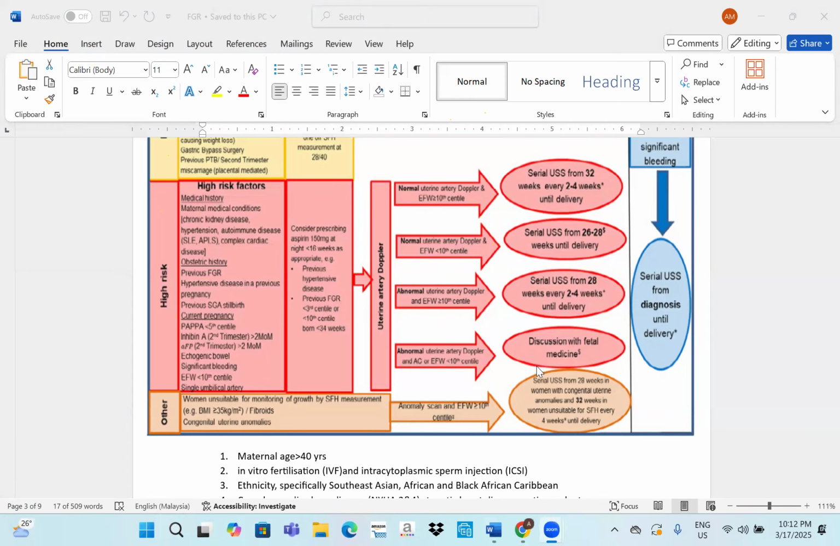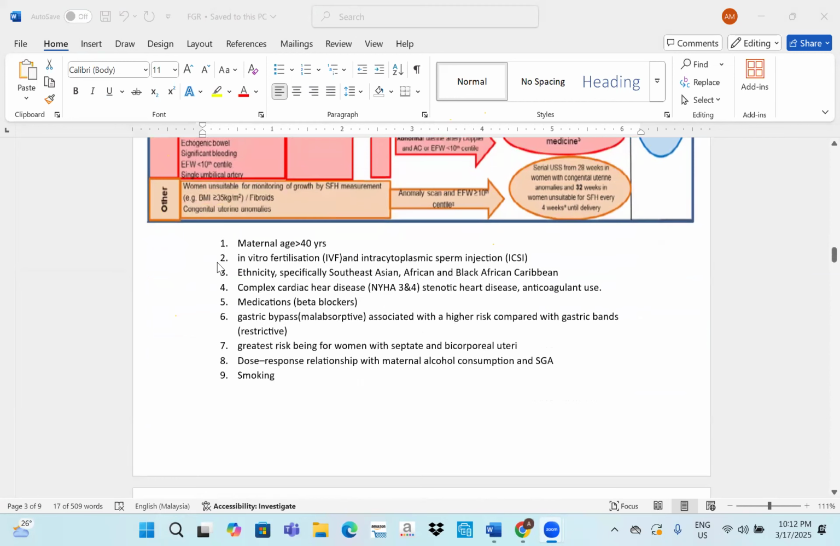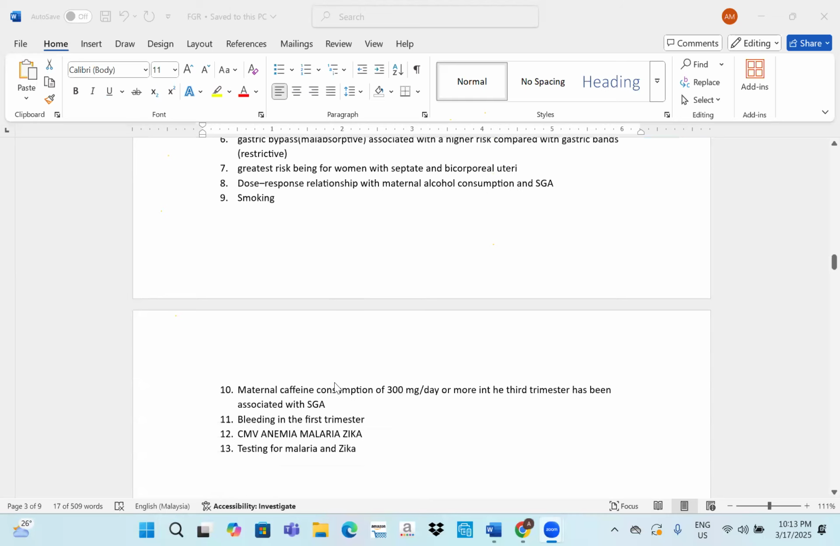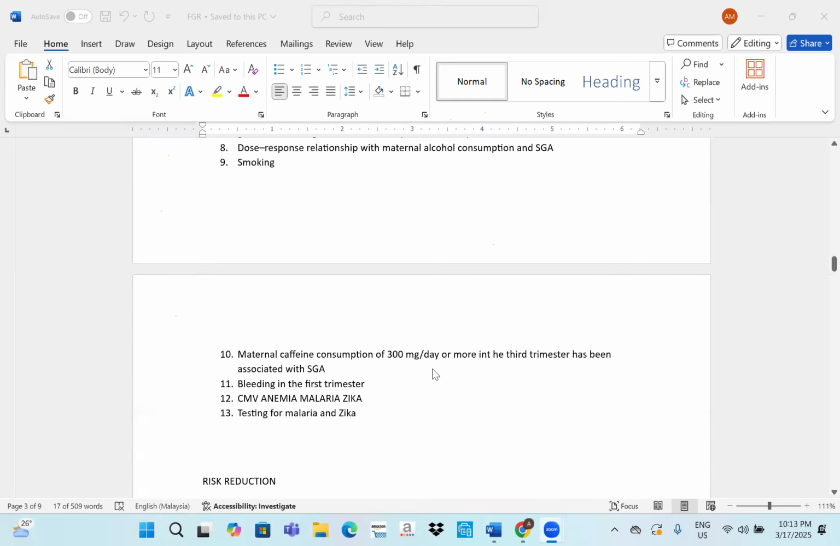So now, these are a few points I have written just for the purpose of the clinicals. Maternal age, if it is an IVF pregnancy, if the ethnicity is Southeast Asian, African or Black African, complex cardiac heart diseases, and these complex cardiac heart diseases are New York Heart Association 3-4, stenotic heart disease, and anticoagulant use. So medication, you can add beta blocker and anticoagulants together, gastric bypass and gastric bands, septate and bicorporeal uterus, and there is a dose-dependent relationship with maternal alcohol consumption and SGA, and also smoking. Maternal caffeine, all these are your history points, okay?